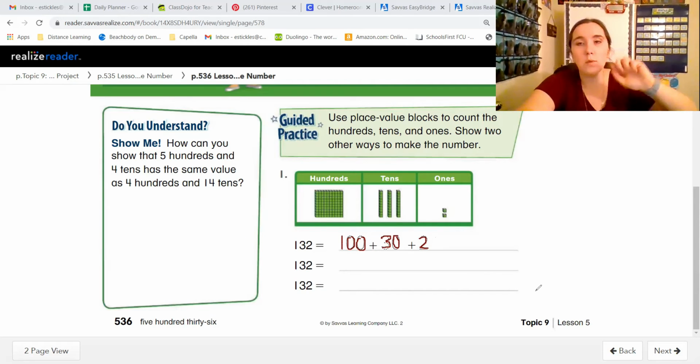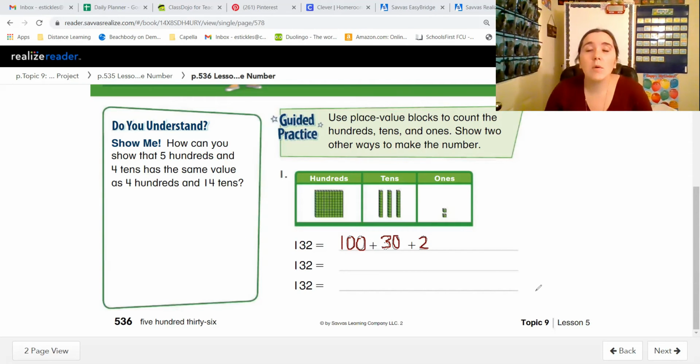Now we need to come up with 2 other ways we could say the same number. Let's start by thinking what would happen if we took away the 100 flat. So how many tens would we need to replace the 100 flat? We would need 10 tens to replace the 100 flat. So instead of having 3 tens, we would need 13 tens. And 13 tens is the same as 130. So we could say 130. Notice I don't have any of my hundreds anymore. Plus our 2 ones still. That would be another way that we could show this number.